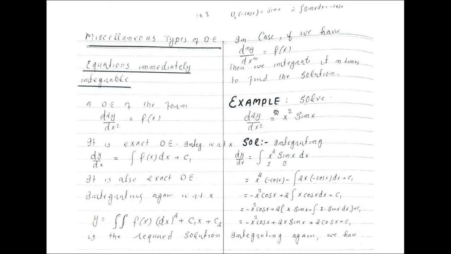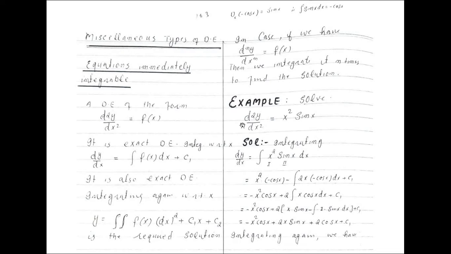Now we have to take an example of this type. Here we have second order derivative, and here we will have the function of x. So we have an example of this nature. This is second order derivative, and here we have function of x. Solution: integrating both sides with respect to x, so here we will get dy by dx.